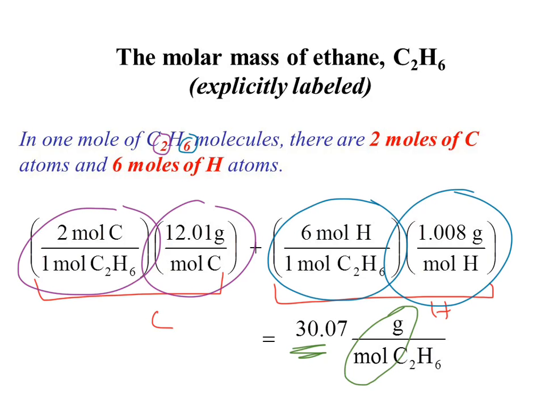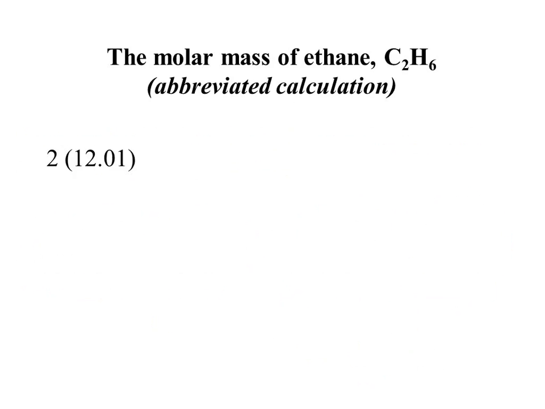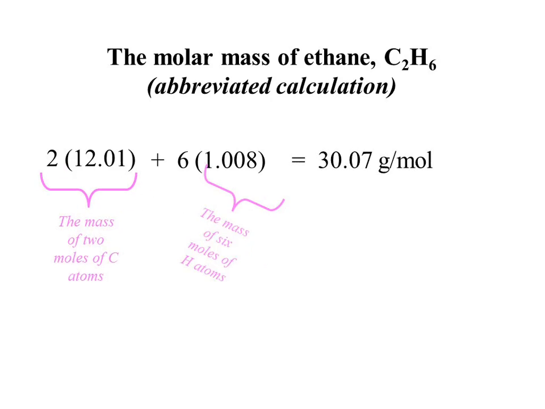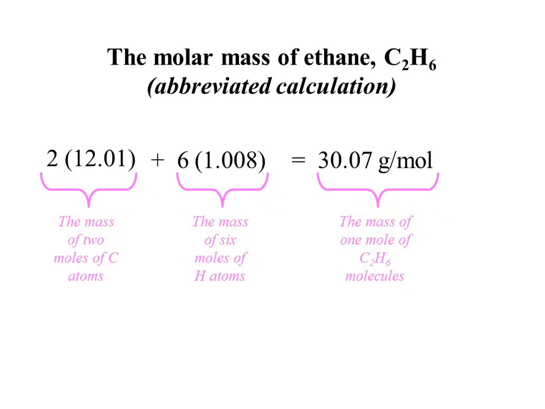And a lot of times, you're not even going to see me write grams of C2H6 per mole of C2H6, just grams per mole. So this is the abbreviated way of working that same problem. We have the carbon term, we have the hydrogen term, and I knock out the molar mass at the end.